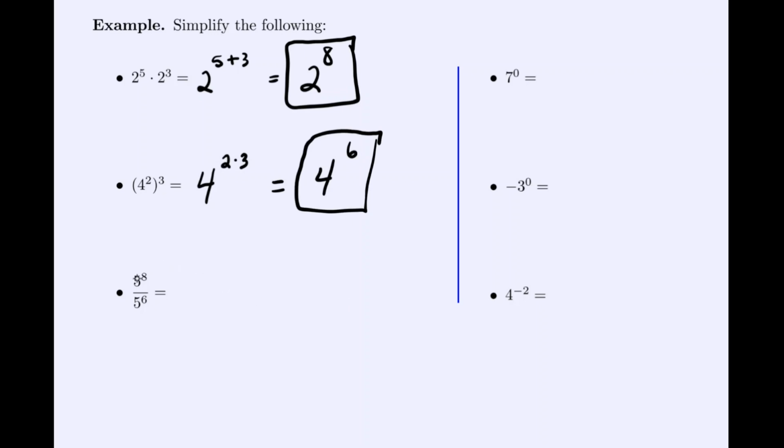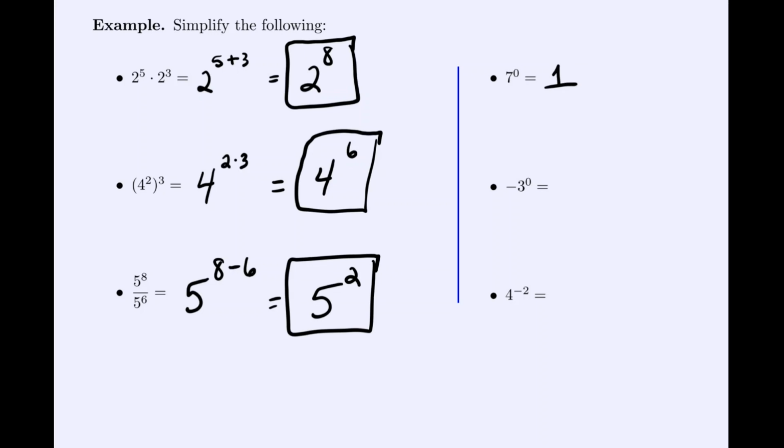Now in our next example we have same base to some power divided by same base to some power. In this case the exponents subtract in the proper order, top exponent minus bottom. That would leave us with 5 squared. Any number to the 0 is equal to the value of 1.